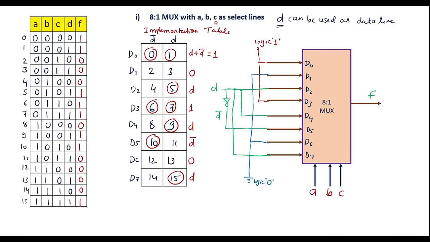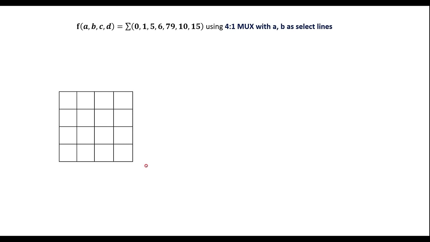Now let me consider the second case. Let me implement the same function using a 4:1 MUX. This is the given function. We are supposed to implement this using a 4:1 MUX. Here we have four variables, that is A, B, C and D. Among A, B, C, D, we are supposed to use A and B as select lines. These two variables should be used as select lines, and C and D should be used as data lines.